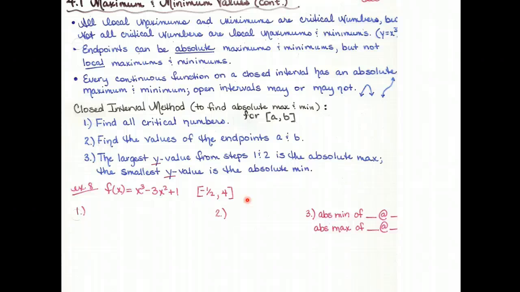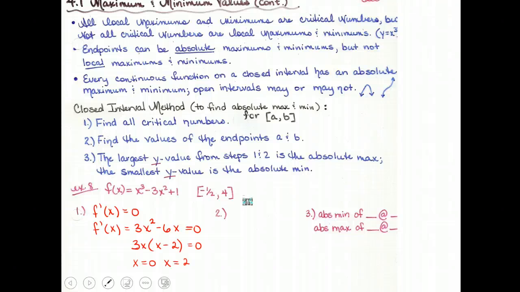So to find our critical numbers, we'll set our derivative equal to 0. So what's the derivative? Yeah, 3x squared minus 6x. So if I set that equal to 0, I'm going to take out the greatest common factor and then set each of my factors equal to 0. So I'll get x equals 0 and x equals 2.